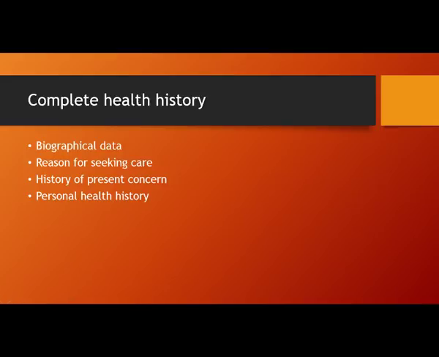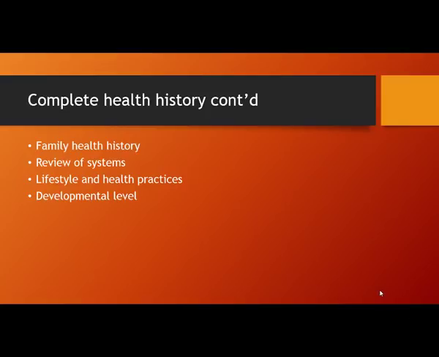So the complete health history starts with biographical data, then reason for seeking care, history of the present concern, personal health history, then family health history, review of systems, lifestyle and health practices, and the developmental level of the client.